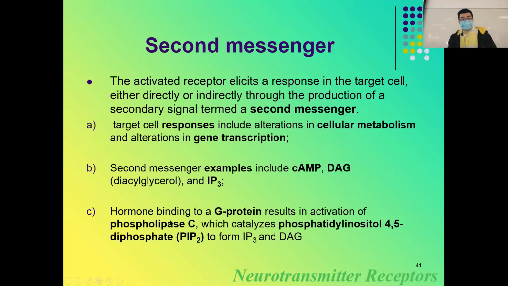Now, the hormone binding to a G-protein coupled receptor can activate phospholipase C, which acts on phosphatidylinositol 4,5-bisphosphate, PIP2. Okay, so that's how they form the IP3 and DAG.